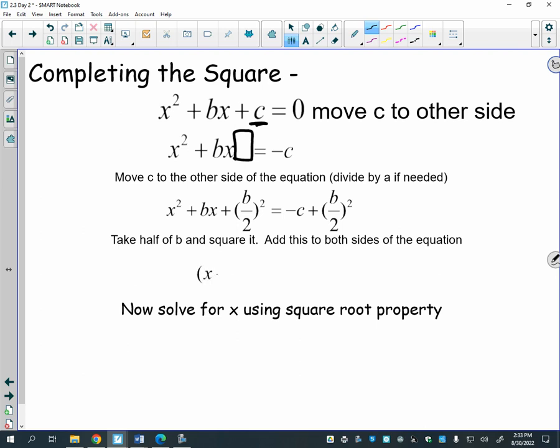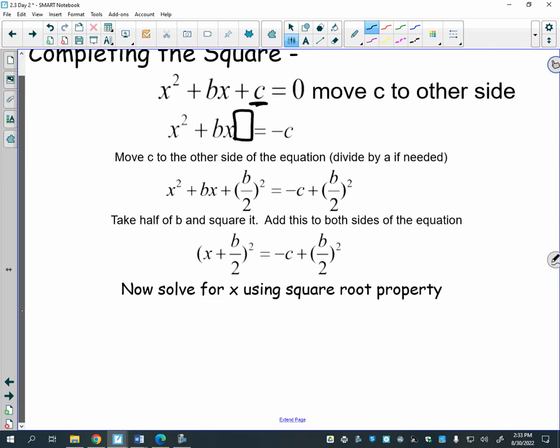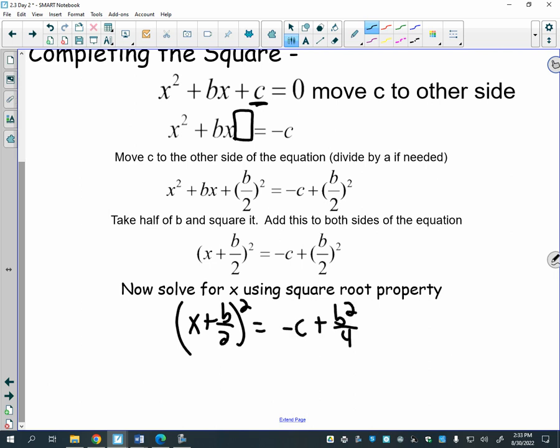And then the idea is you should be able to factor that into half of that middle number squared. We'll go through one of those. But then from there, you can solve it. And this really is the proof of where the quadratic formula comes from, just so you know. Because if I kept solving this now, I would have x plus b over 2 squared. And then over here, I would have negative c plus b squared over 4.